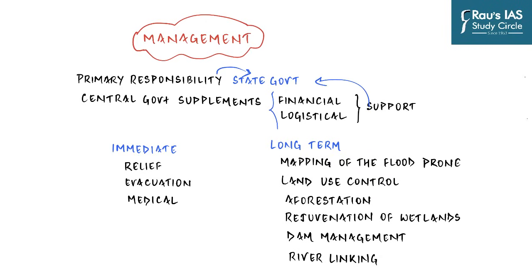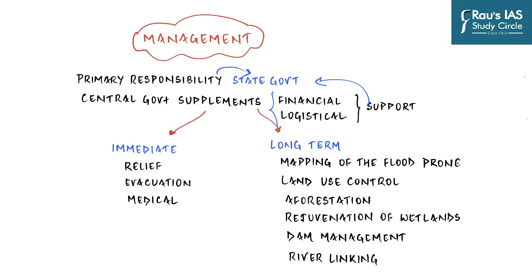The central government can provide NDRF forces, the central government can provide funds, but ultimately the ground action has to be taken by the state governments. And so when it comes to management, it can be divided into two parts. One is the immediate management or response towards a flood, and the second one is about long-term measures which reduce the probability and the damage which a flood can do in the long term.